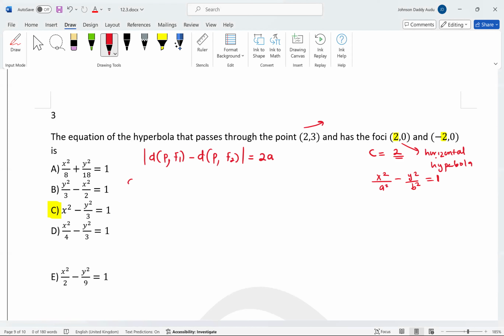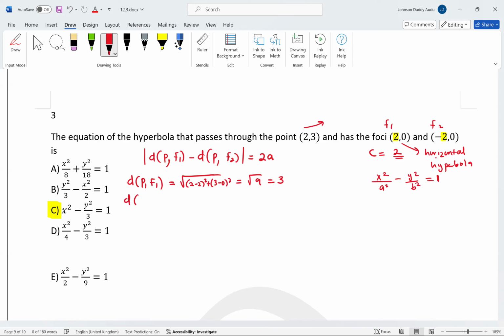So now, first of all, let's just get the distance between the point and the first focus. Call this one F1 and call this one F2. Just use your distance formula. This will be 2 minus 2 squared plus 3 minus 0 squared. It's just going to be root of 9. This is going to be 3.